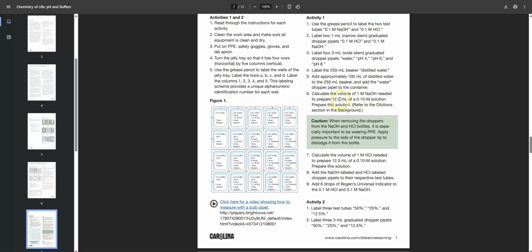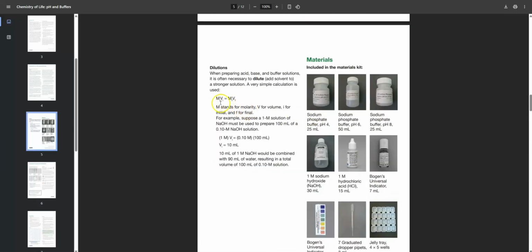You're going to follow these instructions, but you have to actually perform a dilution. In order to do that, you have to be able to calculate the volume of sodium hydroxide that you need to prepare a 0.10 molar solution. It says refer to the dilutions section, that is up here. In order to calculate a dilution, you have to take the initial molar amount of a solution and multiply it by the initial volume, and then find the final molar amount and the final volume. That looks really complicated, but they give you an example right here.